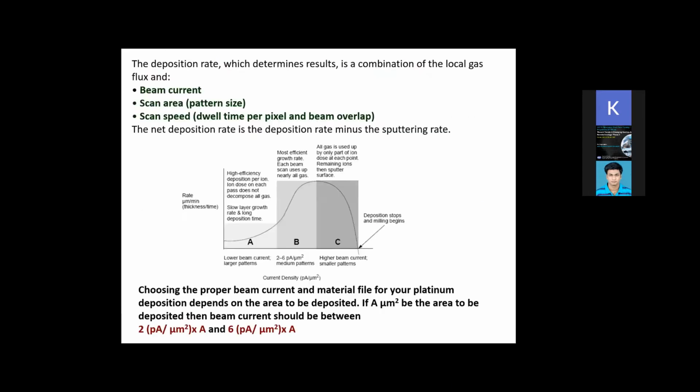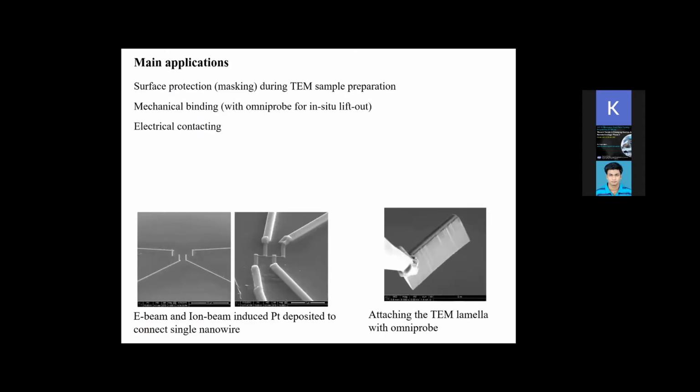So here also, while doing deposition, you have to play with some of the parameters like beam current, scan area, scan speed, and so on. You have a preferred current, which is around 2 to 6 picoampere per micrometer square, which you should use mainly for making medium-sized patterns. If you have to go for a smaller pattern, you can increase the current a bit, maybe up to 10 picoampere, but not much more than that. Otherwise, it will start milling, because while doing this it also mills. So if the current is high, milling will be dominant compared to the deposition.